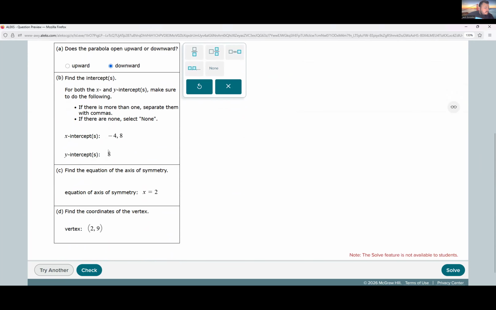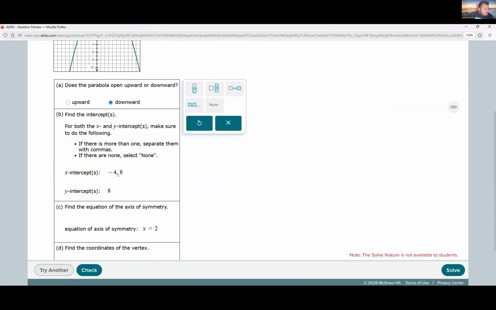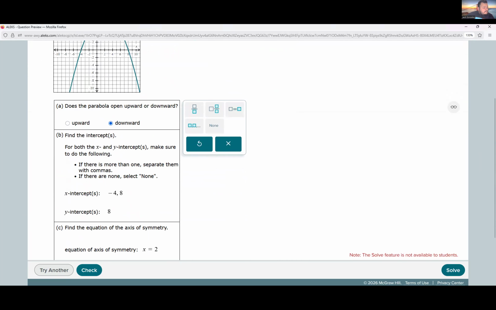Intercepts, we can see them on the graph right there. Nothing crazy, right? If you have the graph, you should be able to pull off all this information. All right, let's go to the next one.